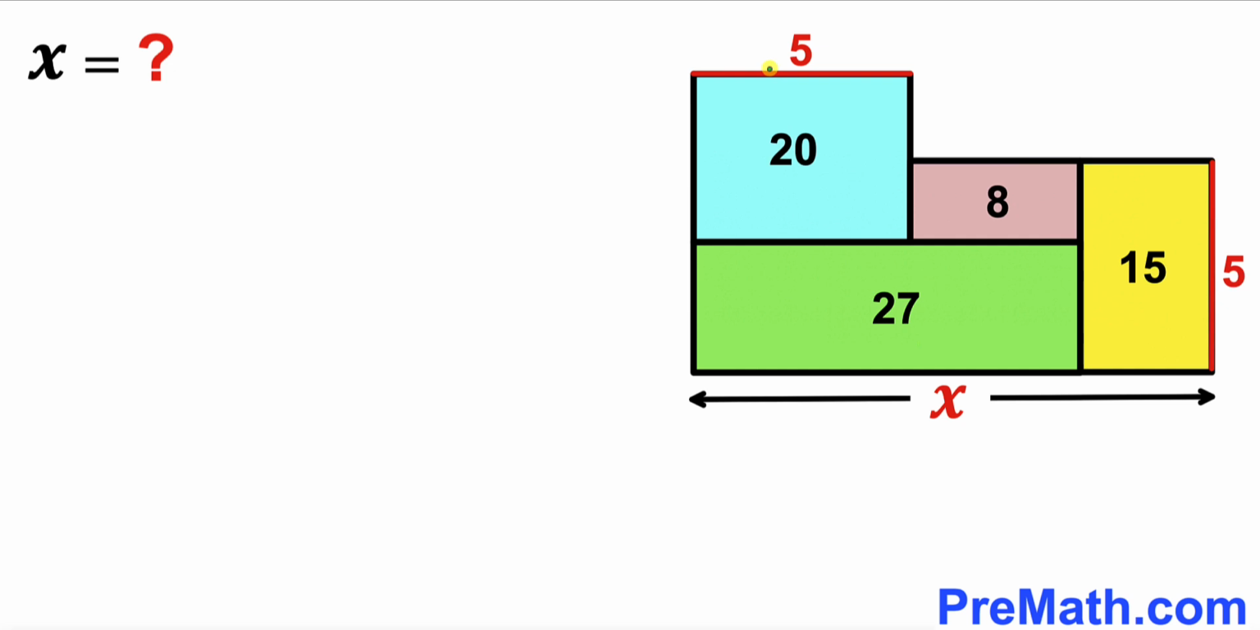as well. And furthermore, the side length of this blue rectangle is 5 units long, and the side length of this yellow rectangle is 5 units long as well. And now our task is to find the value of this length x.